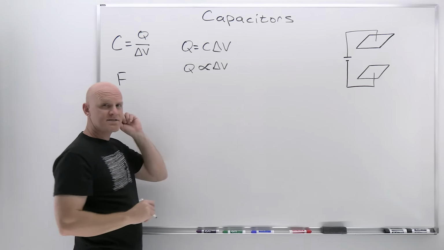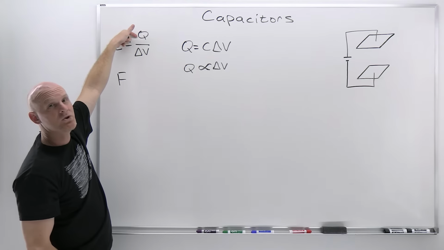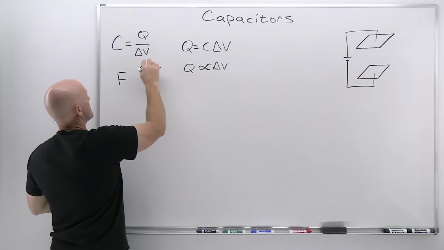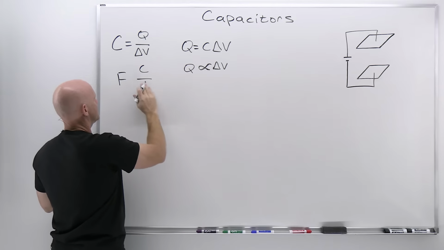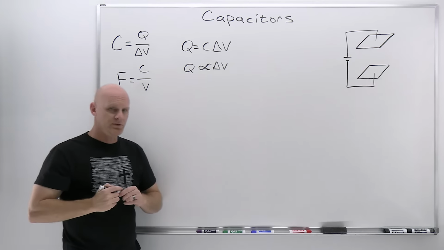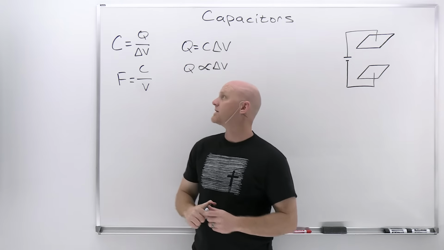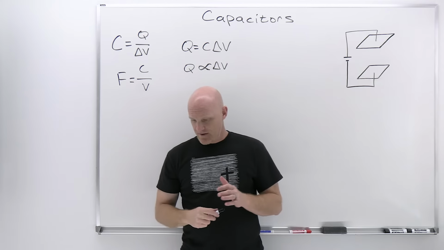So a new SI unit, the farad. You can see from here that charge, the SI unit, is a coulomb, and potential difference, the SI unit is the volt. And so a farad is a coulomb per volt. But you definitely want to remember that capacitance is measured in farads as the SI unit.